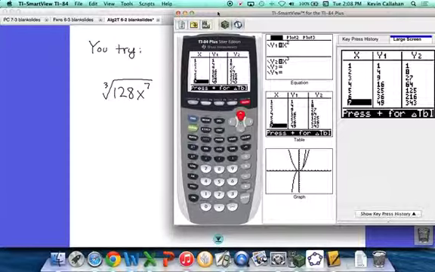If you have inside the radical the third root of x to the fourth, well, then there's more simplifying to do, because the power inside is bigger than the index.